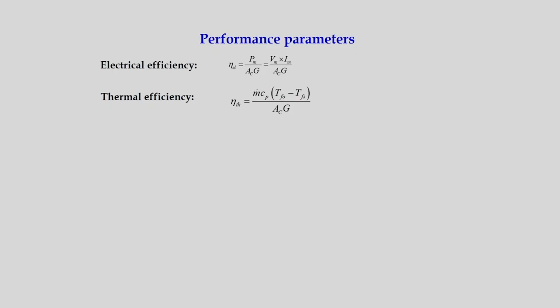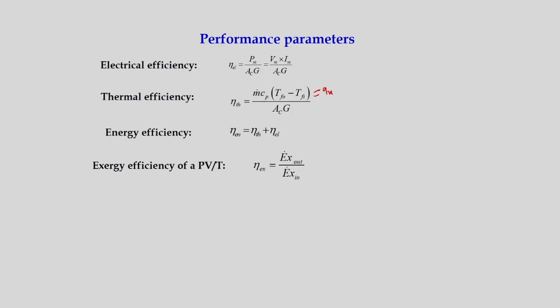So, this mCp dt is nothing but TFO minus TFI, okay. So, this is nothing but useful heat gain, right, and this is the amount of radiation received by the collector. Then from that we can calculate what is the thermal efficiency. So, once we know both electrical and thermal efficiency, then we just add it, right, which will give you energy efficiency. And fourthly, what we are interested about, Exergy efficiency of a PVT collector.